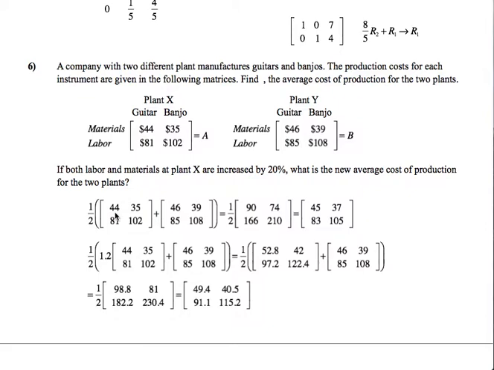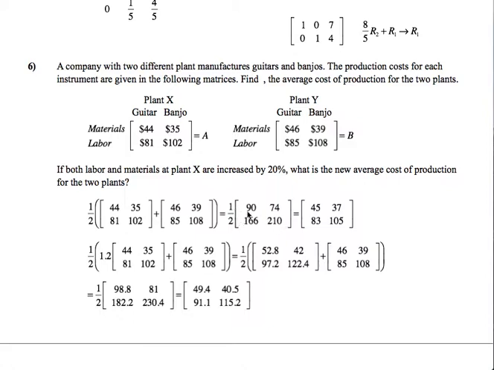We add the 2 matrices. 44 plus 46 is 90. So the upper left entries for each matrix become the upper left entry for the sum matrix. And then we add 35 and 39, which gives us 74. 81 plus 85 gives us 166. 102 plus 108 gives us 210.